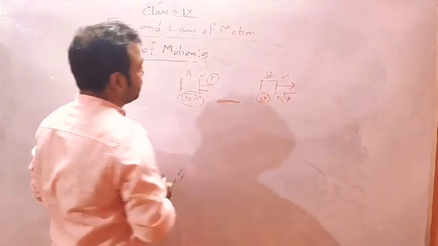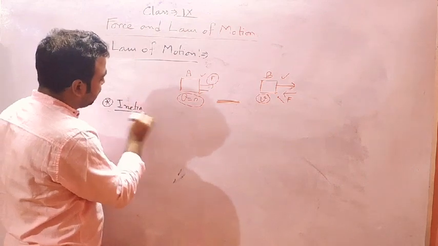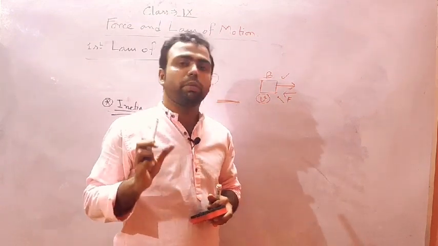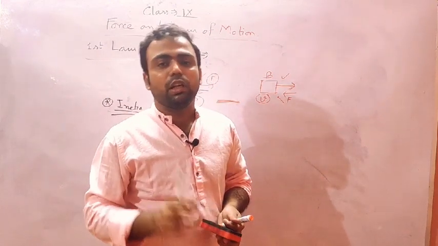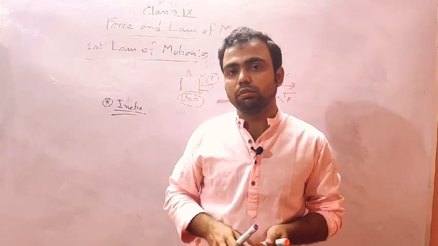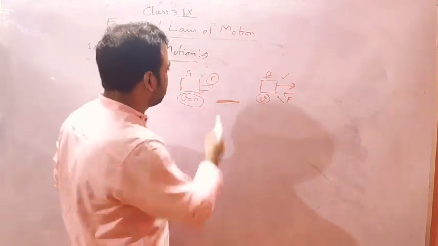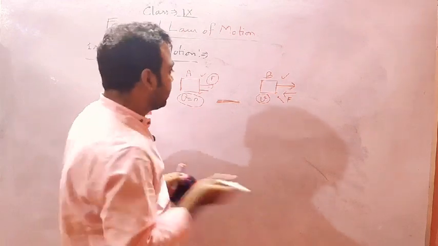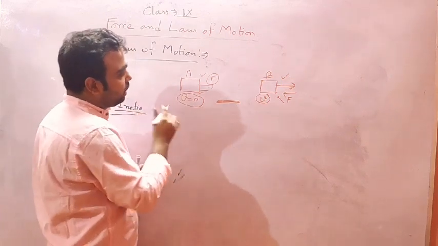And the second thing we get is inertia. What is inertia? Inertia is the tendency of a body to remain in its state of motion. What will be the inertia of a rest particle? The inertia of a rest particle will be to remain in its rest position. That means it always tries to remain in its rest position. This is called inertia of rest.